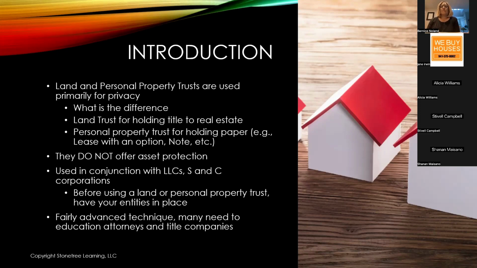So a land trust, what is it exactly? It's basically anything that holds a piece of real estate, a piece of real property. A personal property trust is something that holds paper. We're going to go into that a little bit more, but it's important to think about it because we put a piece of property in a land trust, and then the land trust is actually owned by our trustee, and what we own is the beneficial interest of the trust, which is actually a personal property trust. So we're actually owning our personal property as the beneficial interest, the beneficiary of the trust.